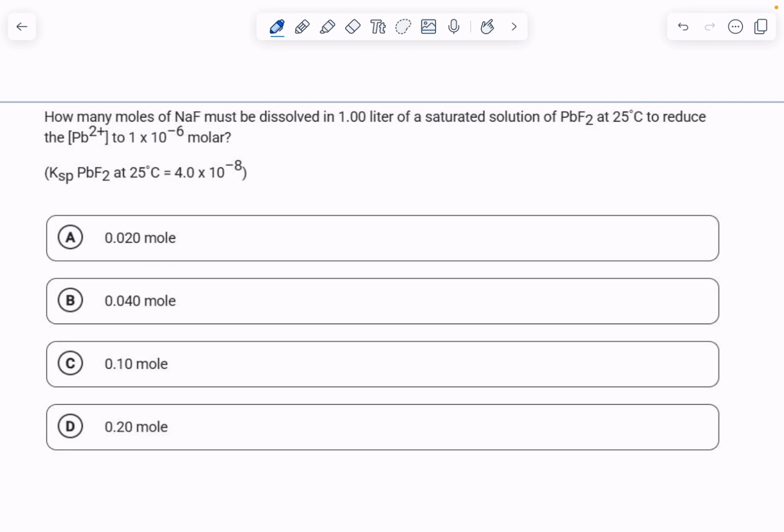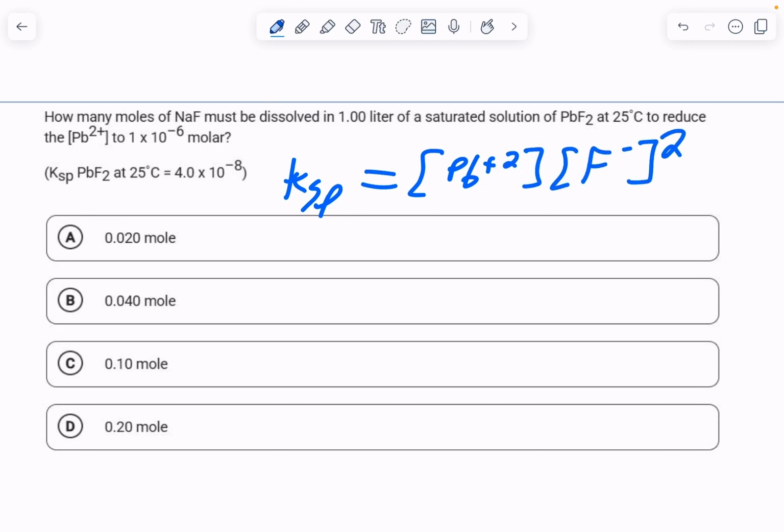And we have a KSP of PbF2 at 25 degrees Celsius is found to be 4 times 10 to the negative 8. Okay, it seems like a lot of words, not really sure exactly what to do. Just understand that we're looking at equilibrium, and we need to write out the equilibrium constant. So KSP for lead fluoride is going to be Pb plus 2 times F minus squared. Don't forget the squared.